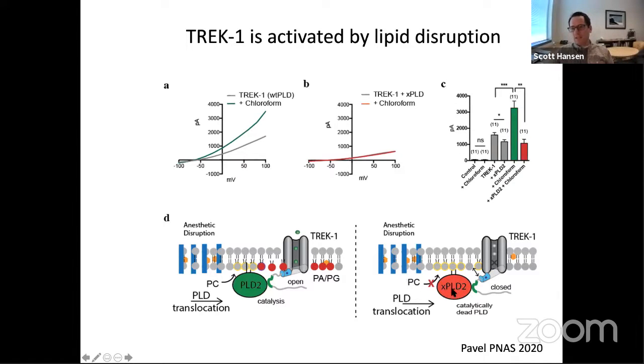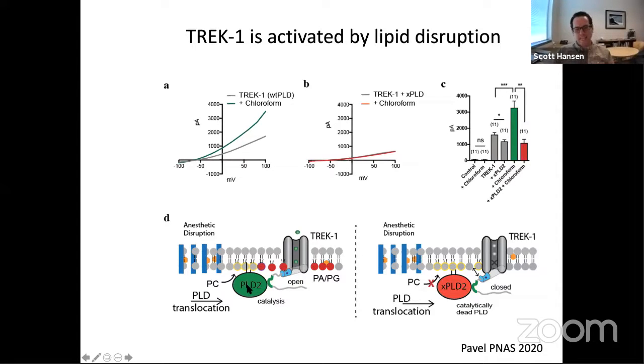PLD has a known mutation in the catalytic site, a single arginine mutation. If you make that single point mutation, the enzyme doesn't catalyze any lipid synthesis. It's catalytically dead PLD. Otherwise, it's identical. We reasoned that if this anesthetic binds the transmembrane domain and activates it directly, then with a catalytically dead PLD the channel should open with or without PLD, because it would be the direct binding that was opening.